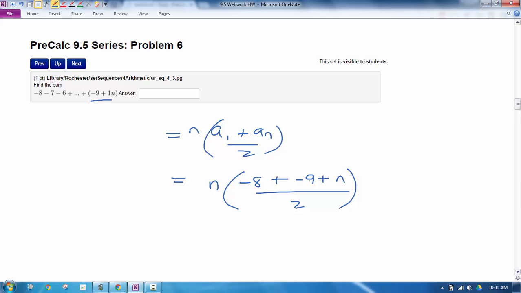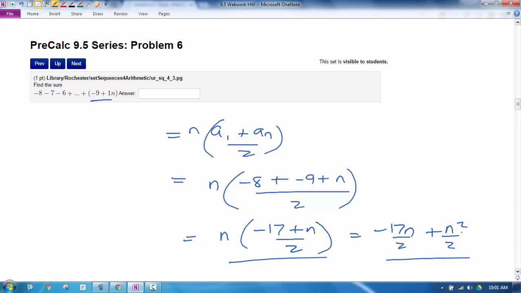So you can enter that in. I guess you could simplify this a little bit if you made it -17 plus n over 2. So you can enter it in like that. That's probably the easiest way to enter it in. I mean, there's different ways to enter it in. You could do -17 n over 2 plus n squared over 2 as well. Either way, that or that are probably about the same. And that's all we can do, is just enter in this formula.